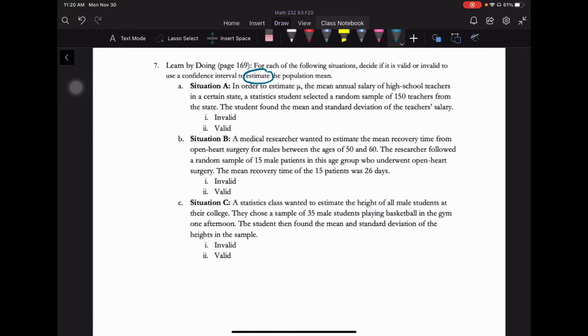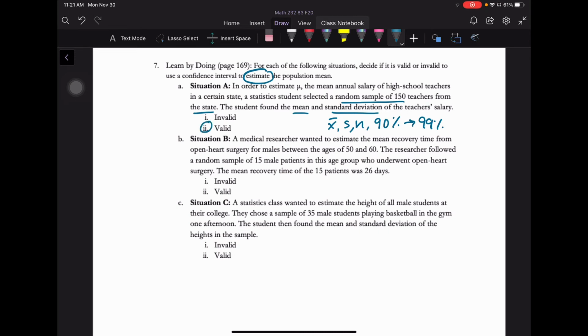In situation A, in order to estimate mu, the mean annual salary of high school teachers in a certain state, a statistics student selected a random sample of 150 teachers from the state, and the student found the mean and standard deviation of the teachers' salary. So I've got x bar here, I've got s here, I've got n here. I can determine whatever confidence level I want, 90 to 95%. I'm looking good. My sample size is bigger than 30. Our condition, it's random. We're good to go. This is valid.